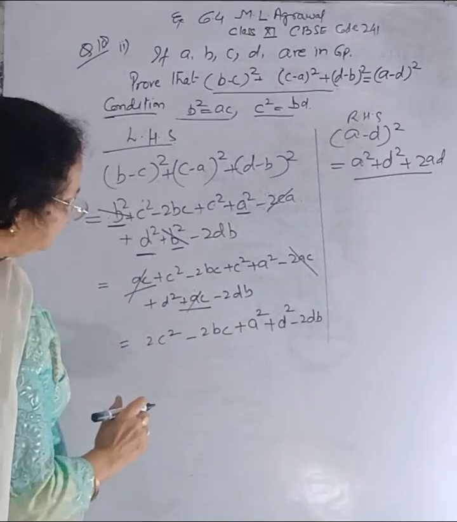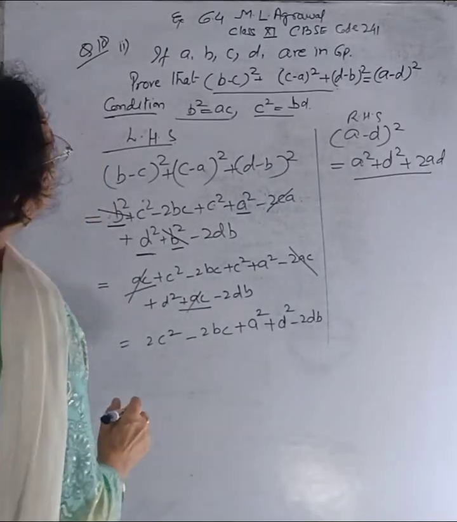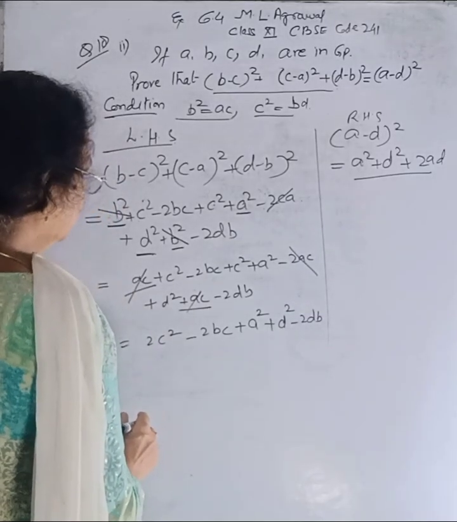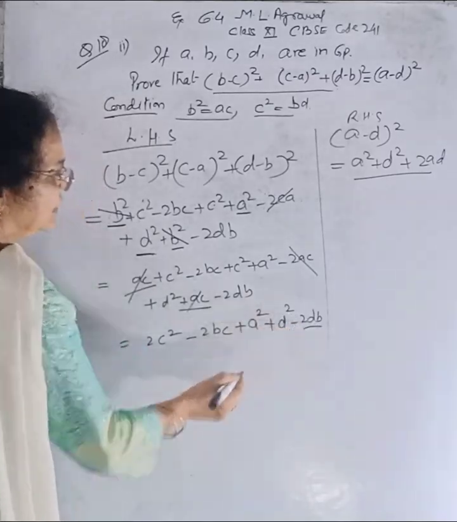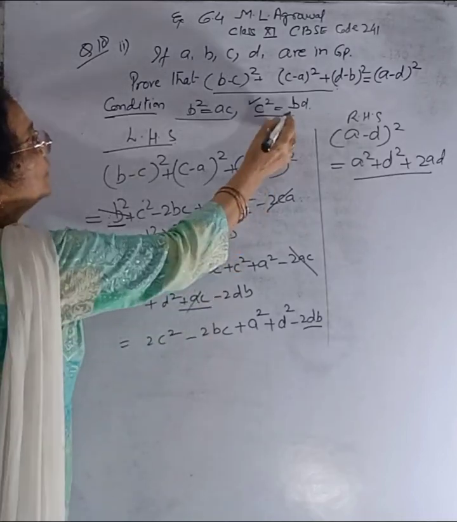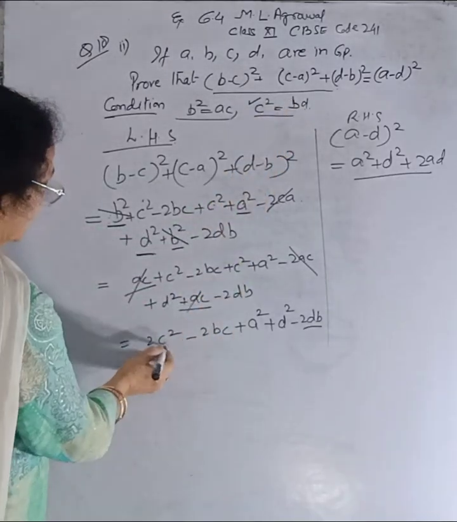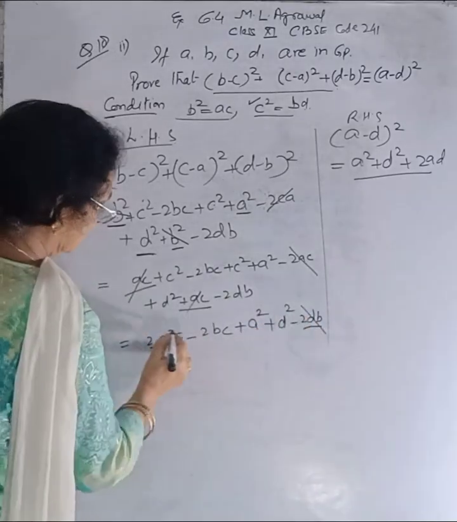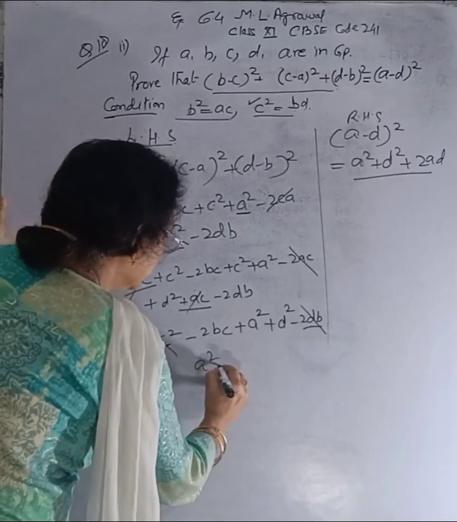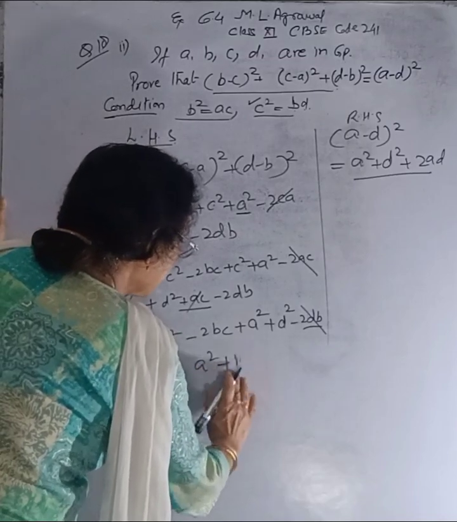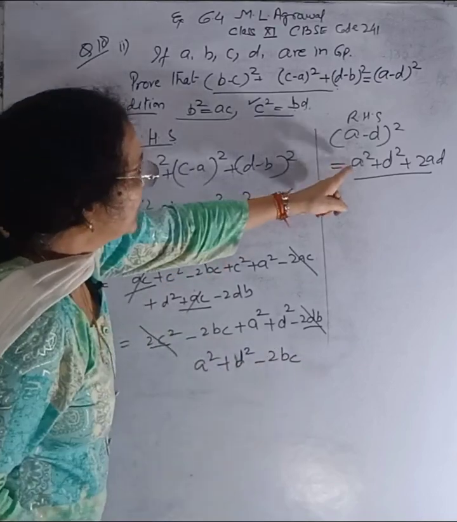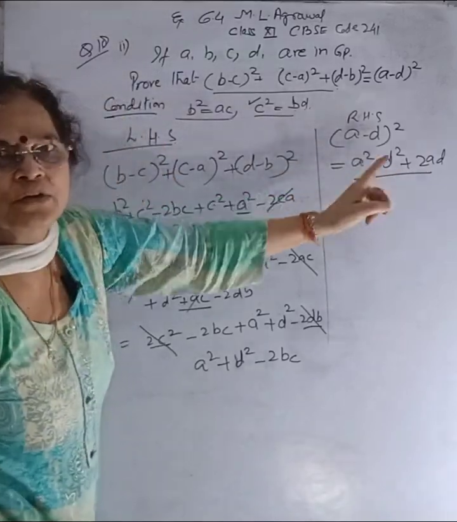Okay, clear. Now 2C square. C square is equal to BD, and this is 2C square, meaning 2BD. This also gets cancelled. Now we are simply having A square plus D square minus 2BC. We want A square plus D square minus 2AD, not BC.